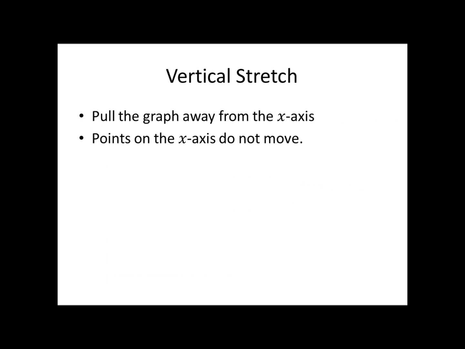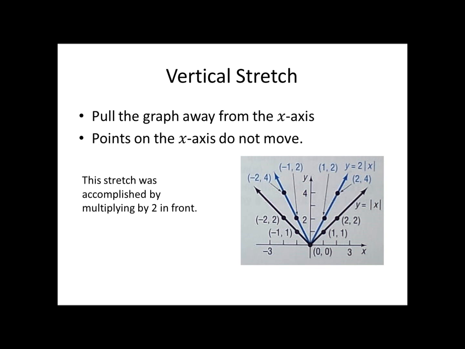A vertical stretch is one where all of the points of the graph are pulled away from the x-axis, either up or down from the x-axis. Now points that are actually on the x-axis do not move. Here we see an absolute value function that's been vertically stretched up and away from the x-axis. Now we accomplish this by multiplying by a number. Specifically, we multiply by a number that's bigger than 1 outside in front of the equation.